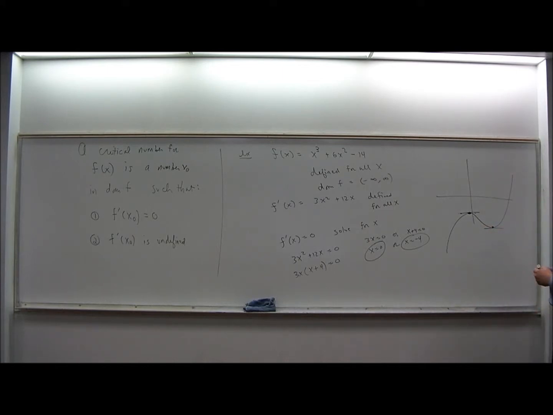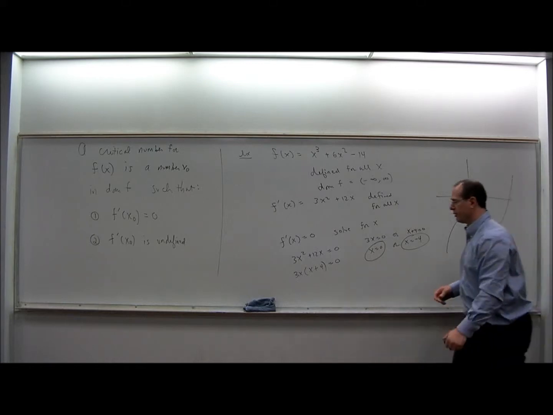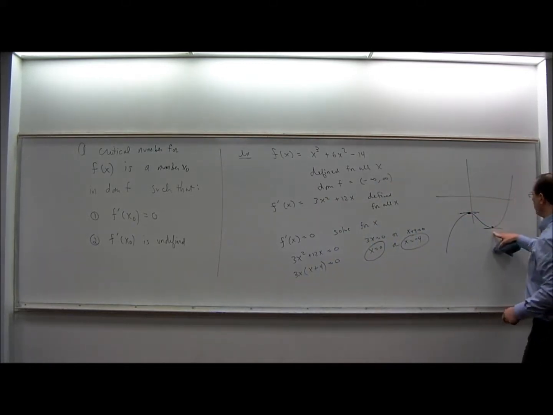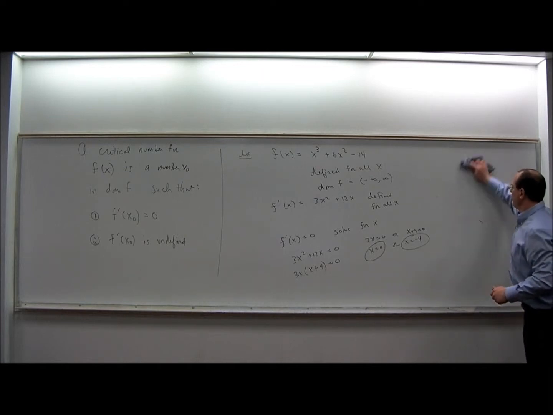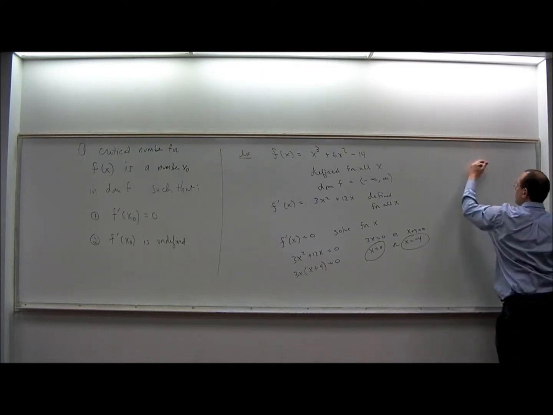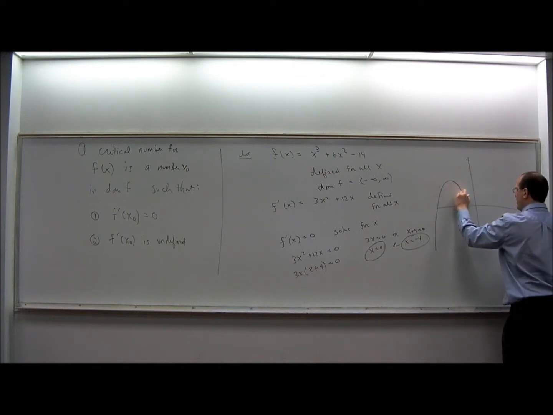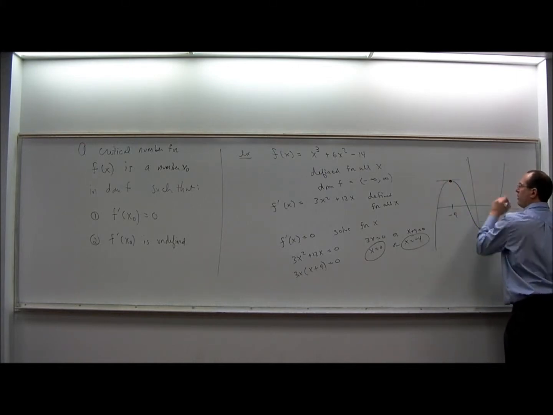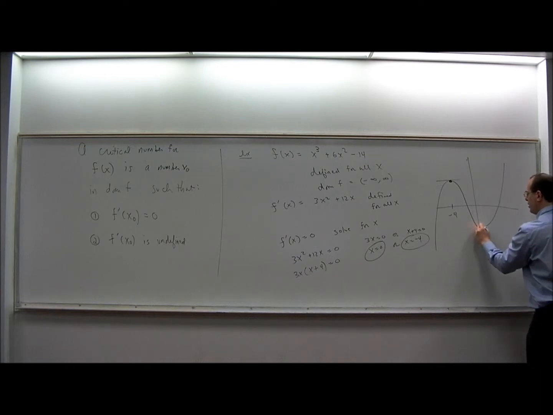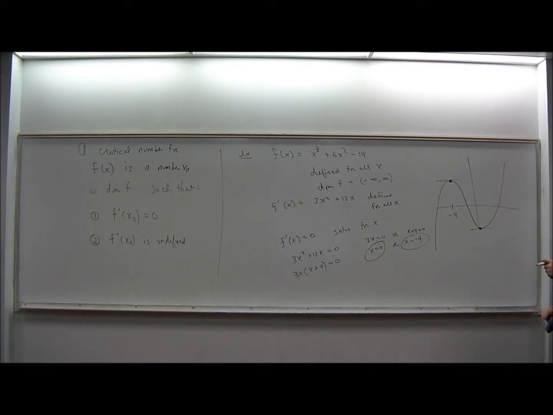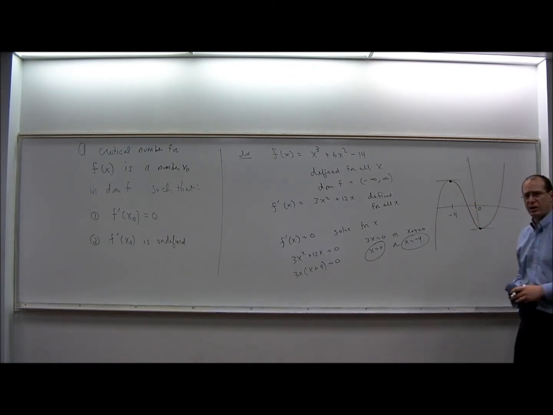I'm drawing this completely wrong. I was doing 4. I should have done negative 4. It looks something like this when x is negative 4. So when x is negative 4, we have that point there, and when x is 0, we have this point here. Those are the critical numbers, negative 4 and 0. Here's 0 on the x-axis. At negative 4 and 0, the curve has a horizontal tangent line.